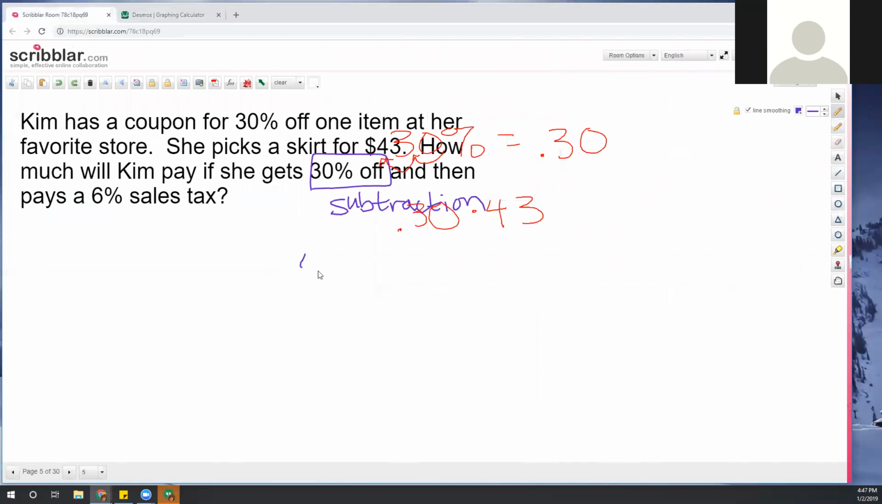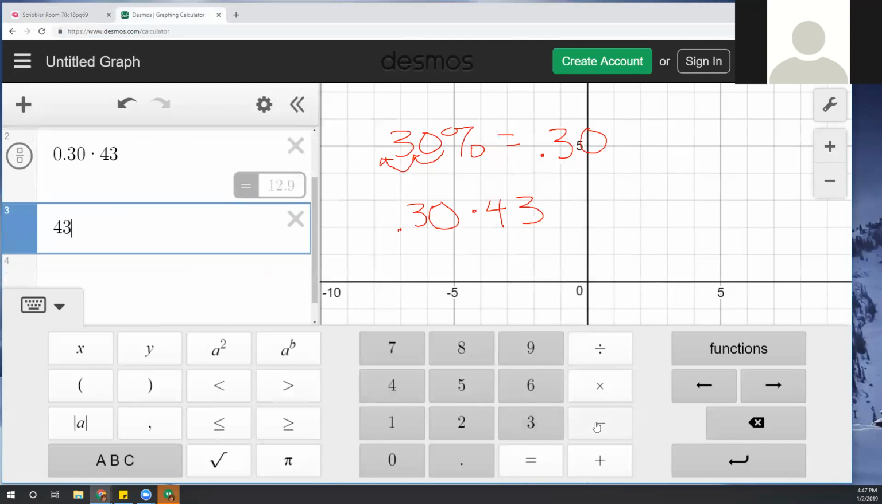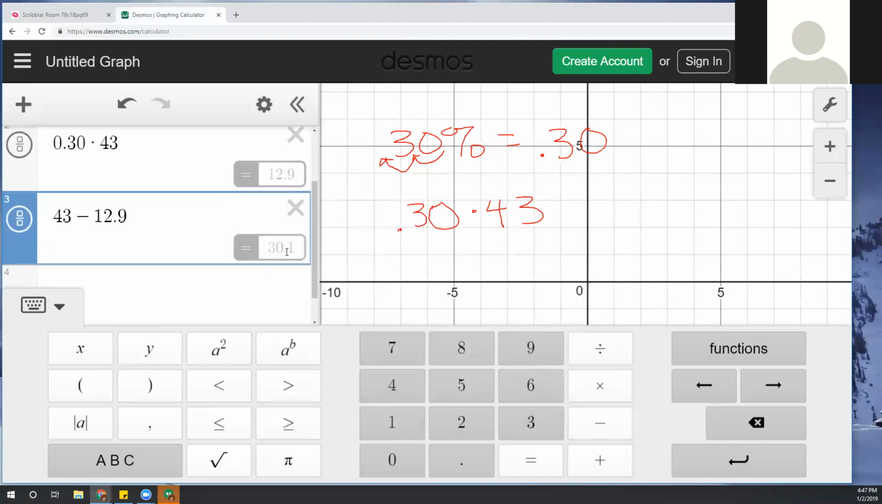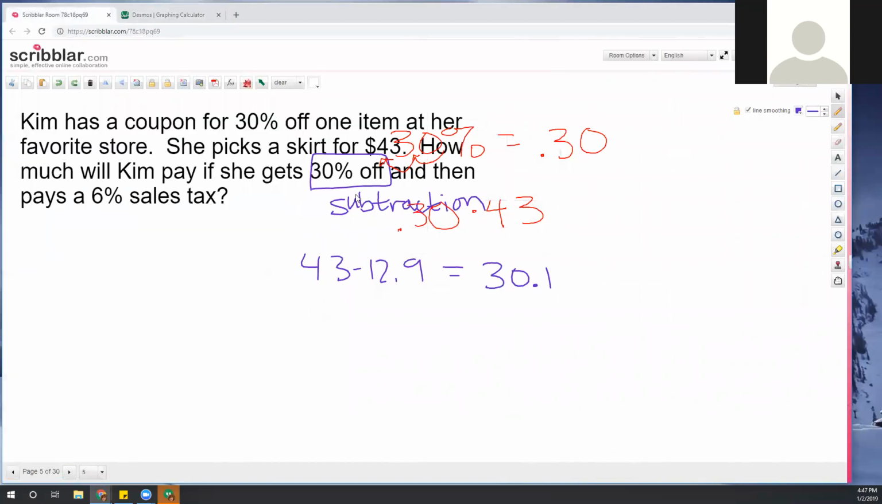We have to do that subtraction now. So 43 minus 12.9 is 30.1. I'm going to double check that with the calculator. 43 minus 12.9 is 30.1. Okay, so that's not the final answer. Always check if you have the final answer. Sometimes they'll try and trick you, especially if it's multiple choice, and they'll give an answer that you would get halfway through the process, but really you have to keep going to find the next answer. So how much will Kim pay if she gets her 30% off, which we did, and then pays a 6% sales tax? So pays implies addition. So we've got to figure out 6% of this 30.1.